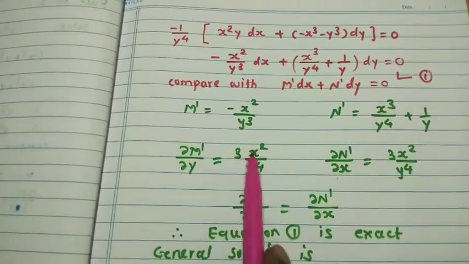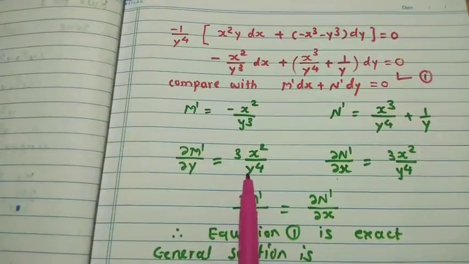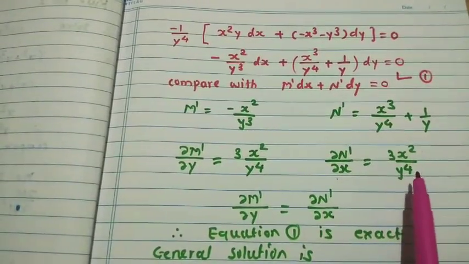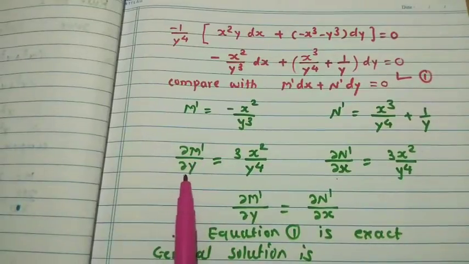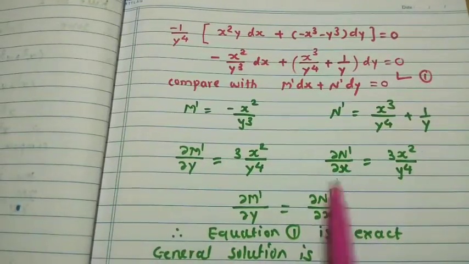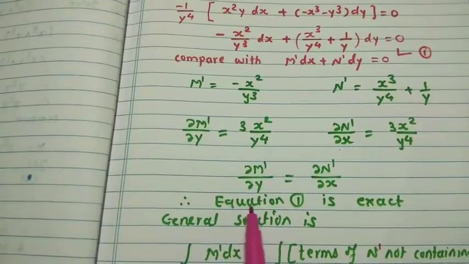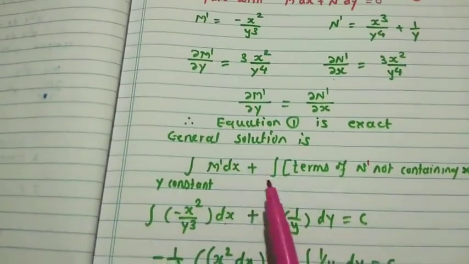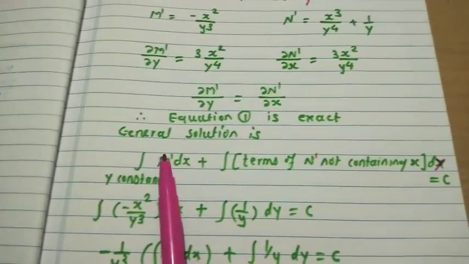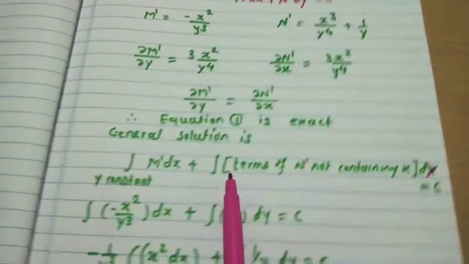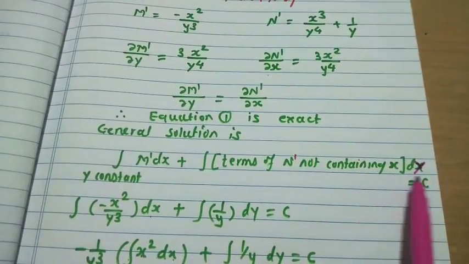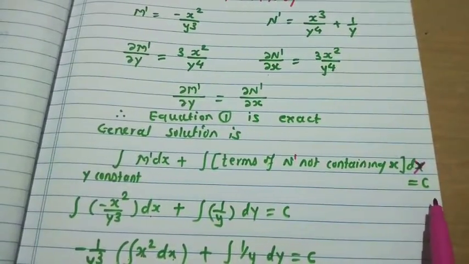Differentiate M dash with respect to y. So you will get 3x square upon y raised to 4, and del N dash by del x will be 3x square upon y raised to 4. This means del M dash by del y and del N dash by del x are equal. The new differential equation is exact and the general solution becomes integration of M dash dx plus the integration of terms of N dash not containing x into dy equal to c.